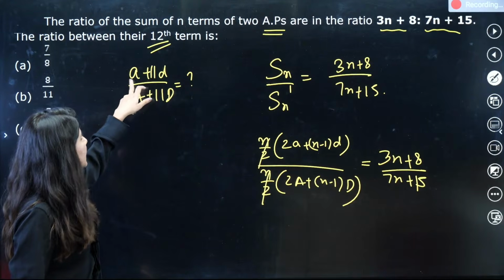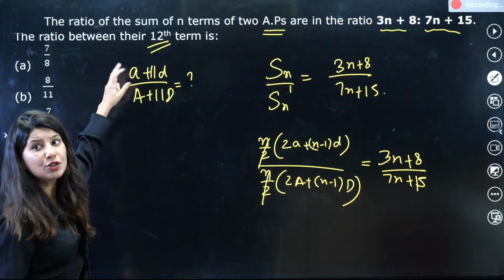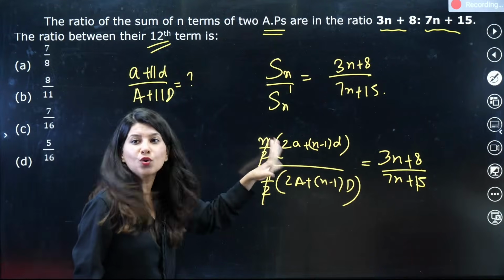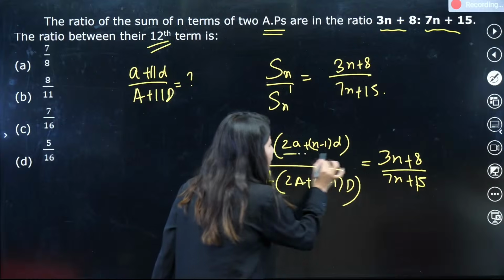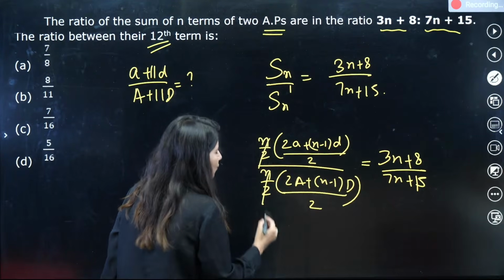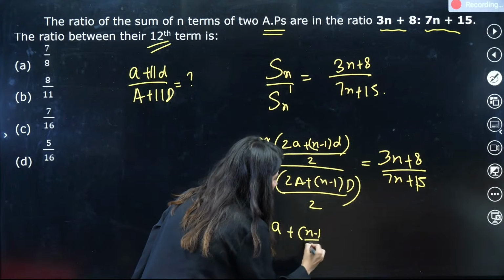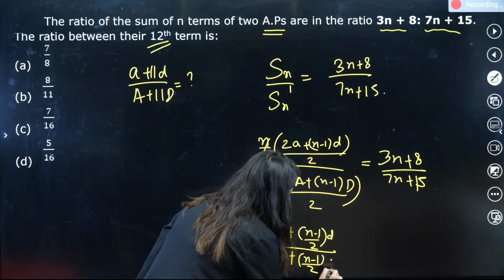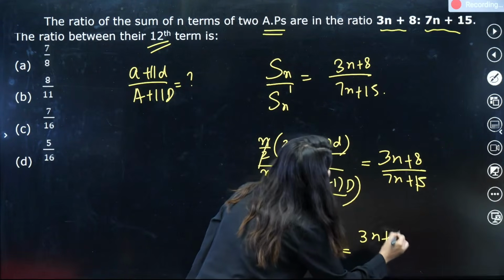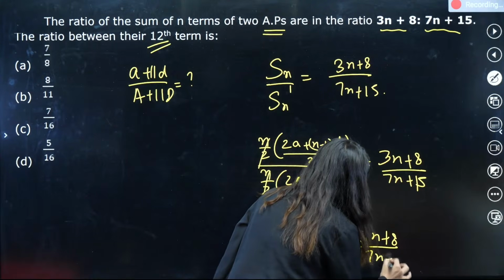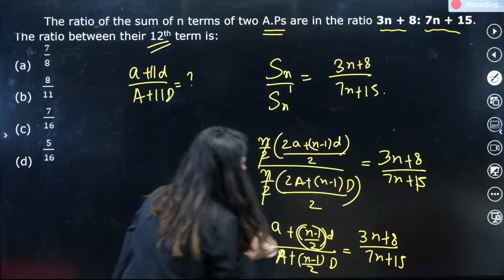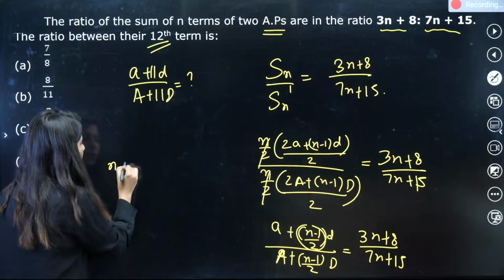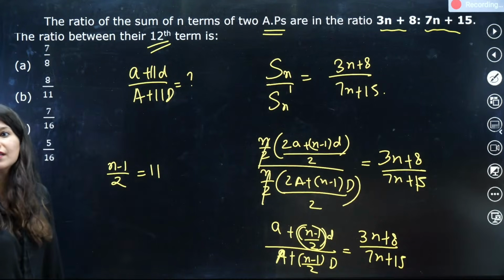What you are looking for is a plus 11d. That means you are looking for the coefficient of a to be 1. This 2 you don't want. So why don't you divide this whole equation by 2? This is also 2, this is also 2. What do you get? a plus (n minus 1) by 2 d, and capital A plus (n minus 1) by 2 d, and this is 3n plus 8 by 2 and 7n plus 15 by 2. Now can you see this (n minus 1) by 2? What I want is this. Only (n minus 1) by 2 will get replaced by 11, then I am sorted.